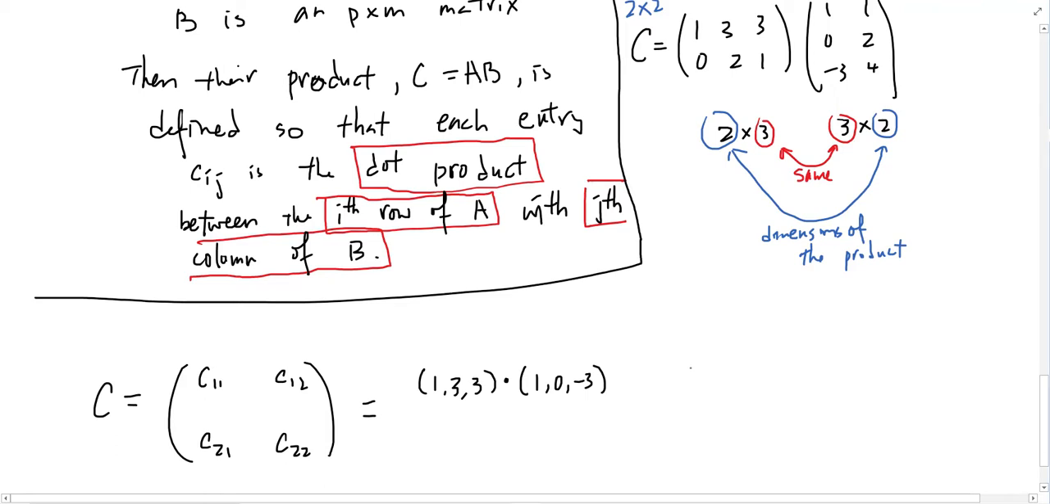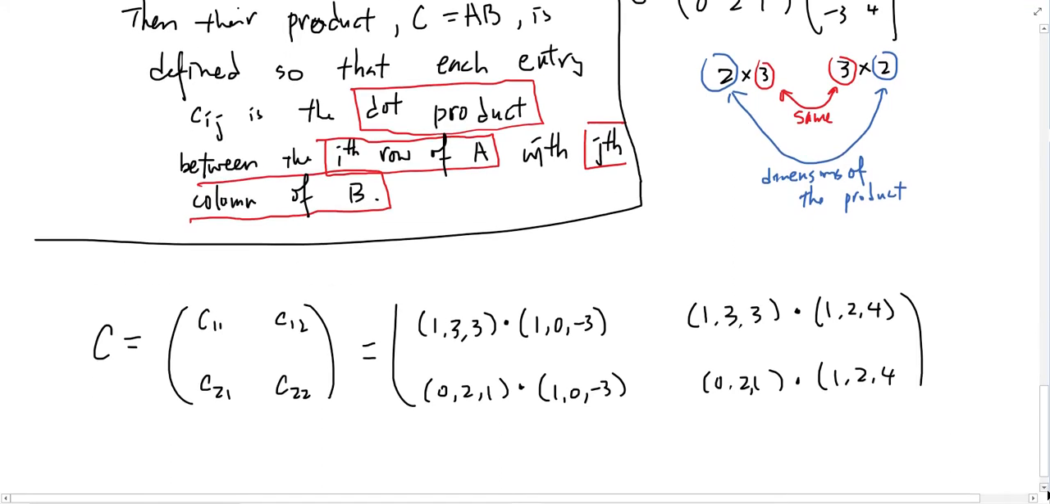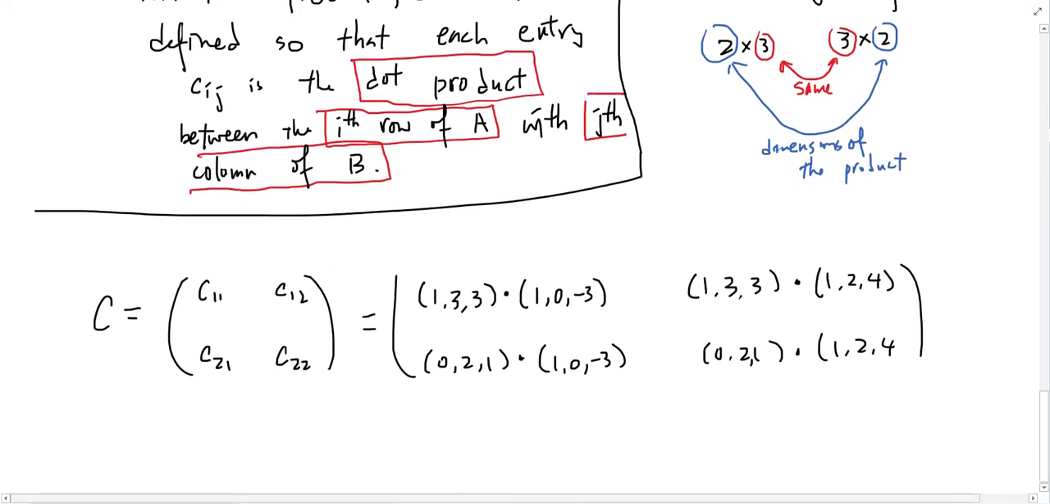So C12 would be the first row dot product the second column. Then C21 would be the second row dot product the first column. And then the second row dot product the second column. So now I have a 2 by 2 matrix, which has 4 numbers inside. Each number is a dot product between two vectors in R3. Now I just simply do the dot products.